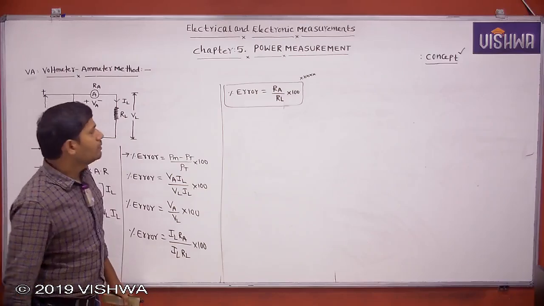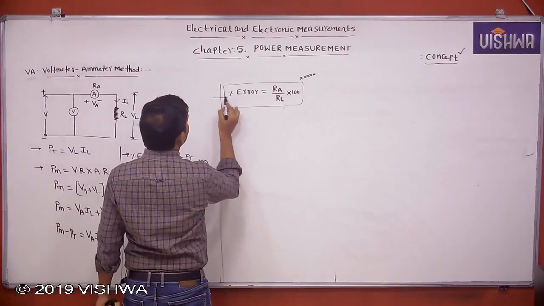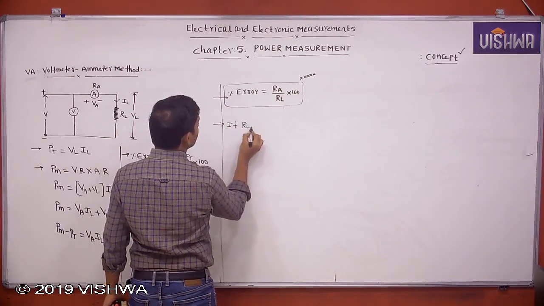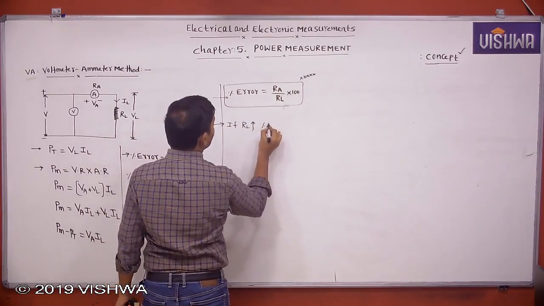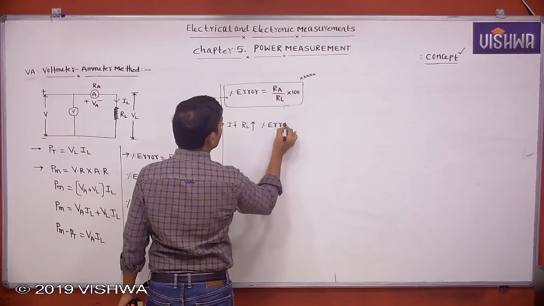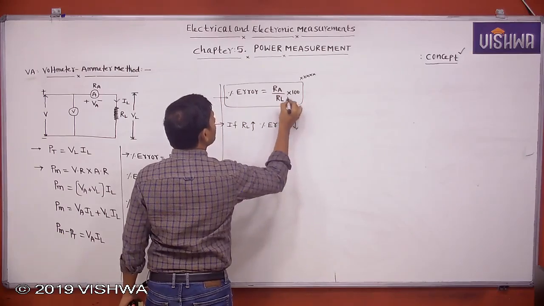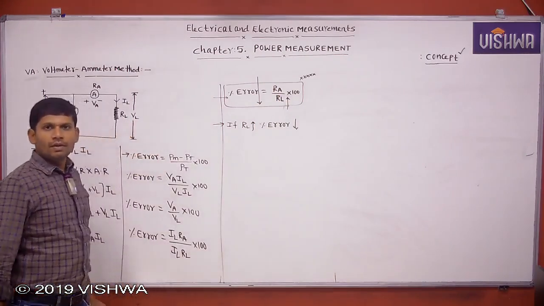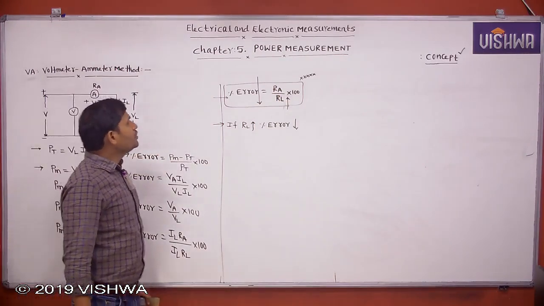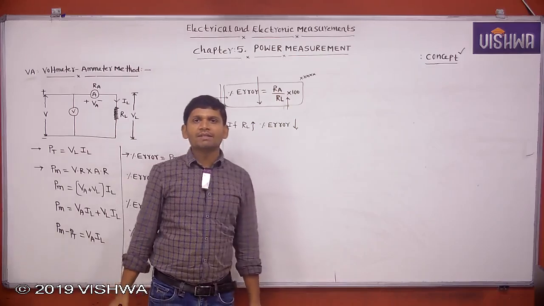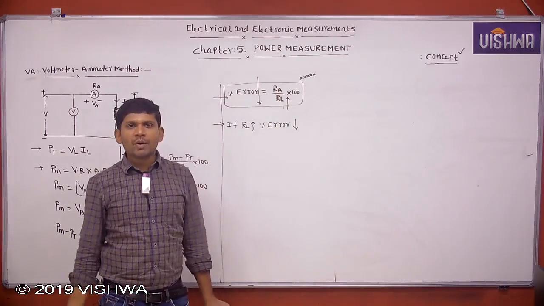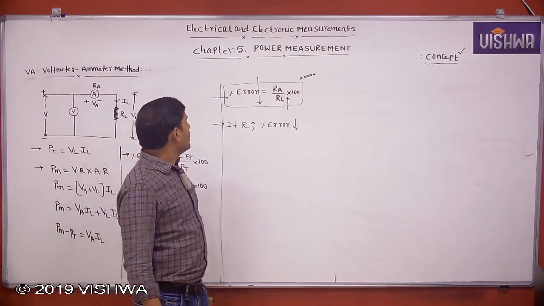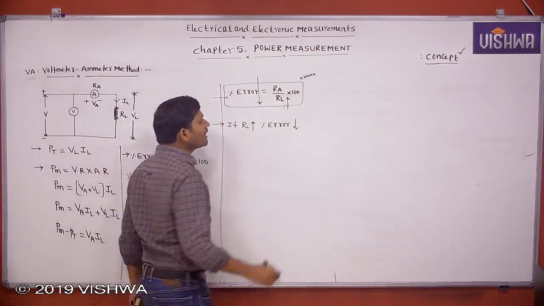Okay, now one observation here. If RL increases, the percentage error reduces. Yes or no? If RL increases, percentage error reduces. That means if you use this method to measure the power in a high resistive load, we can measure the power with less error. Less error in the sense we can measure more accurately.